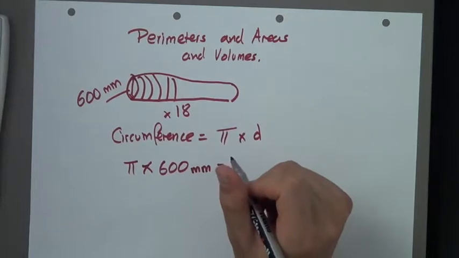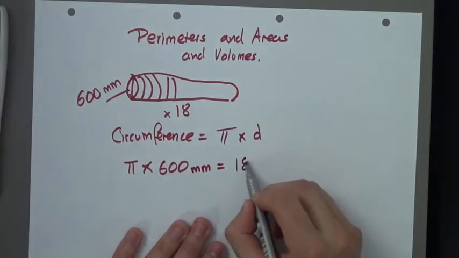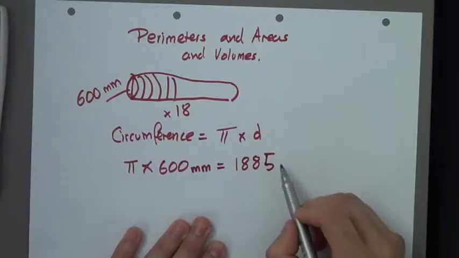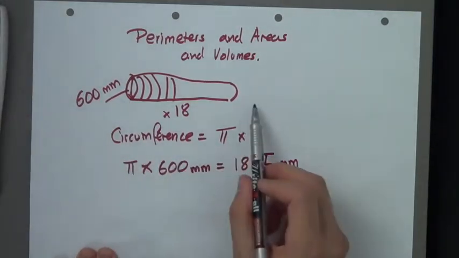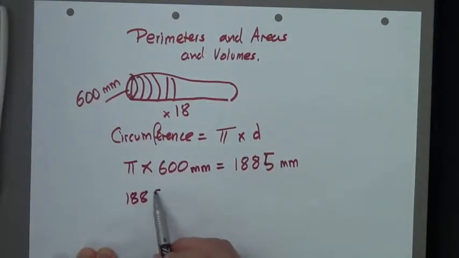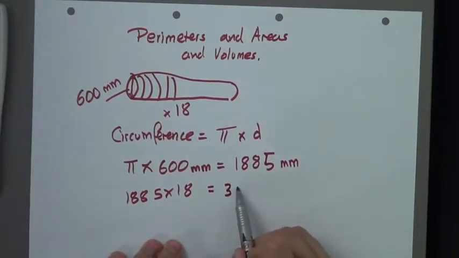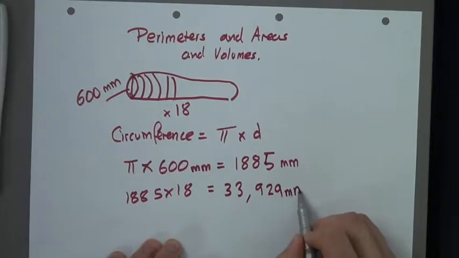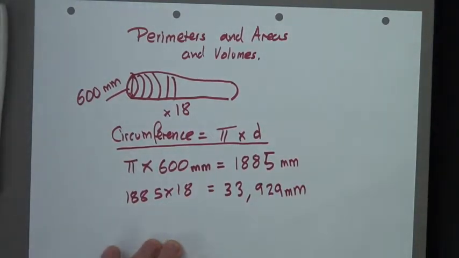And this is going to equal 185 millimeters, as the circumference. Then, to find the length of the rope, I'm now going to multiply this by 18, and this gives me 33,929 millimeters. So that's how I work that out. So the main thing here is circumference equals pi times d.